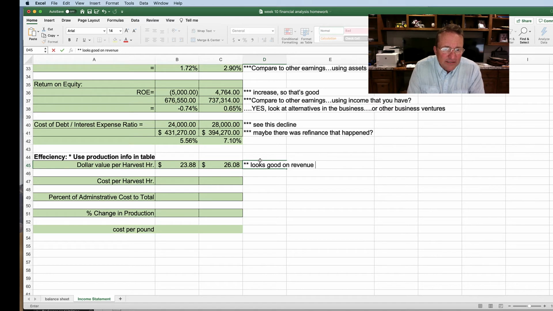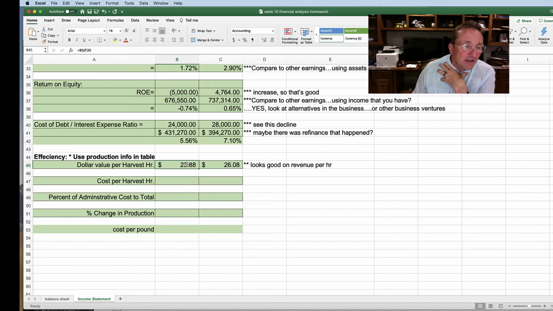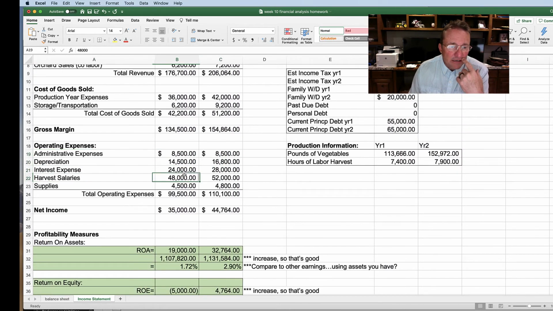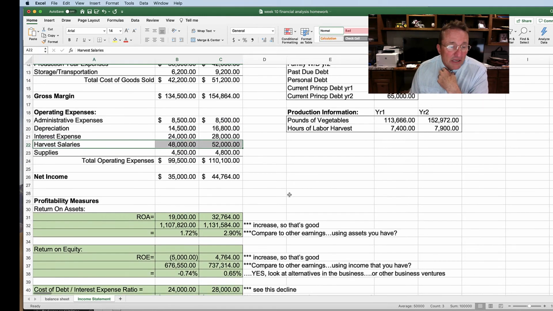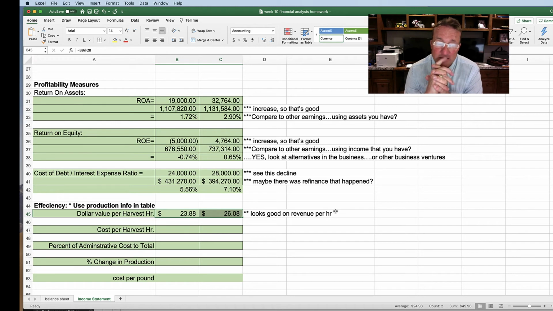So every time I hire somebody to go out and harvest, their work is making me $3 more an hour than it used to be. Now, you're not going to pay anyone $23 an hour. That'd be dumb because you can't afford that. If you pay $23 an hour, then you're going to end up with no money at all because you have all these other costs to deal with: administrative, depreciation, interest. The harvest salaries are what you are actually paying them for those hours. But you're really looking at what are they picking for me? And they're picking $23 an hour and $26 an hour. It's going up. That means they're harvesting more vegetables. Maybe they're worth more, but that's something good to know.